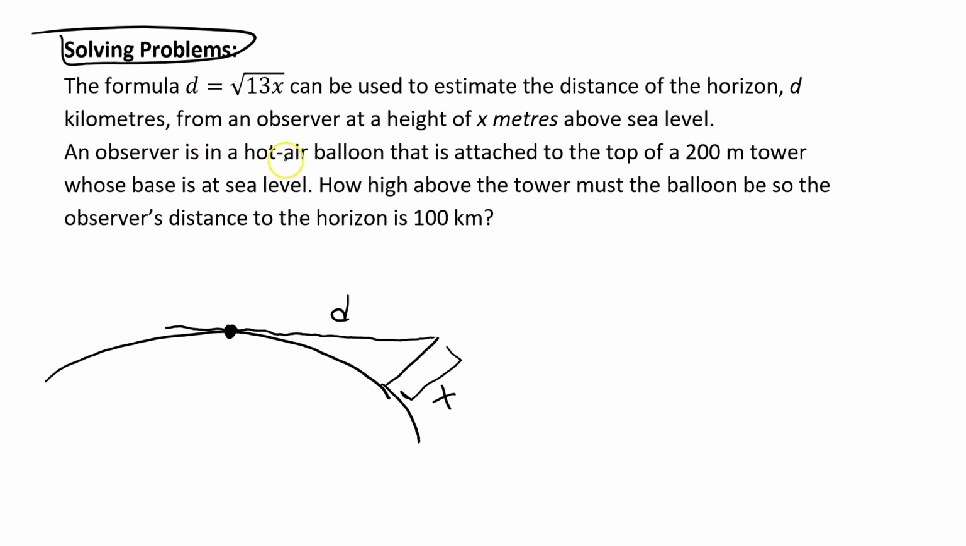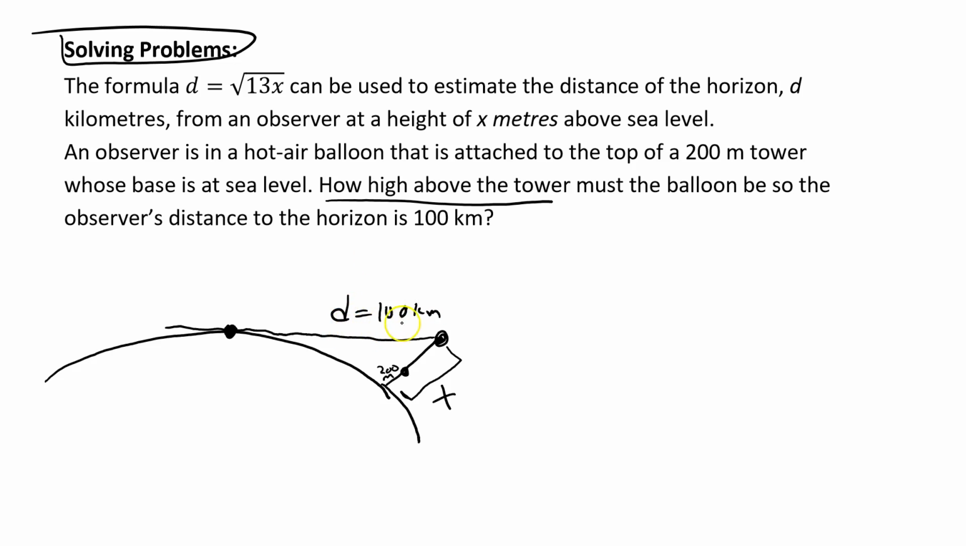So an observer is in a hot air balloon that is attached to a 200-meter tower whose base is at sea level. Okay, so this x here is made up of this height of 200 meters plus something else, which we will find out. How high above the tower, okay, that's the key here, must the balloon be so the observer's distance to the horizon is 100 kilometers. So I know that my d is 100 kilometers.